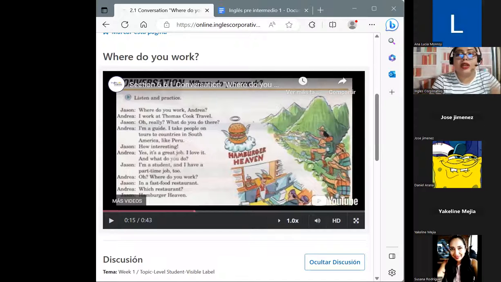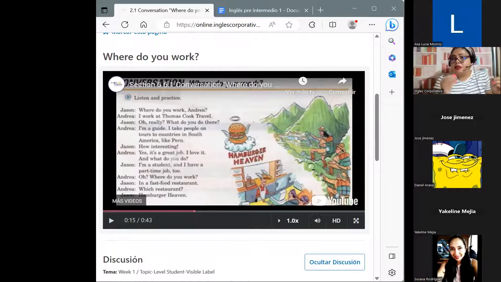For example, where do you live? What do you do? Que en este caso el what do you do lo utilizamos para preguntar qué hace la otra persona, ¿verdad? De qué trabaja, de qué vive, ¿verdad? And when we have the answers, we can make other questions related to that information that the person is giving to us. Es como en este caso de what do you do? En el caso de lo que le preguntaba Andrea a Jason, what do you do? ¿Qué haces? Y él responde, I am a student and I have a part-time job.